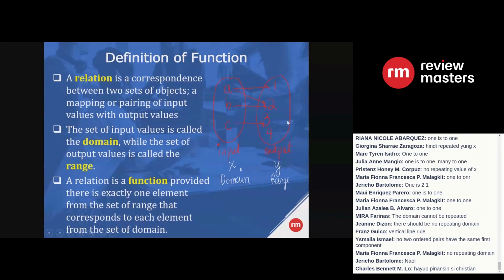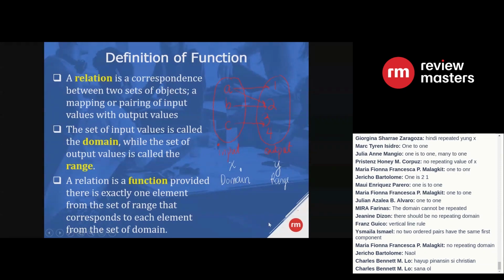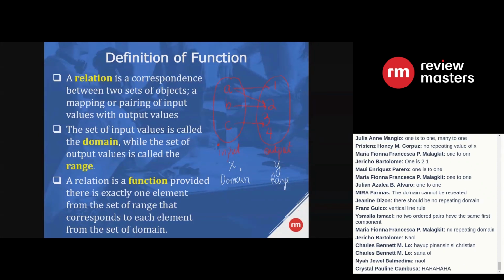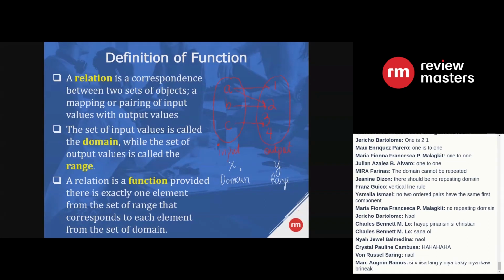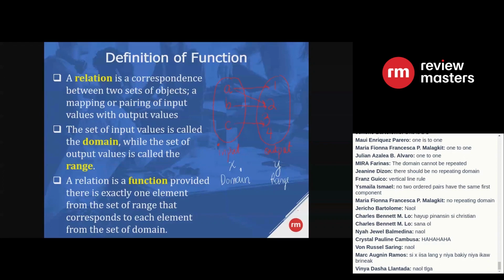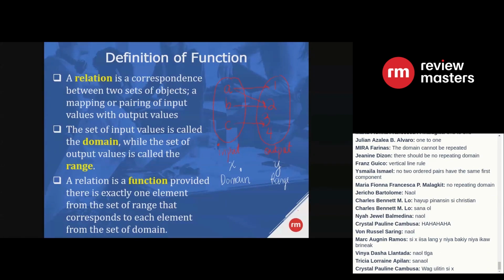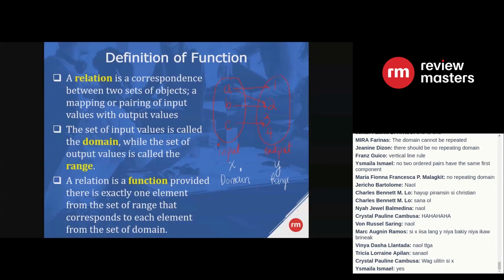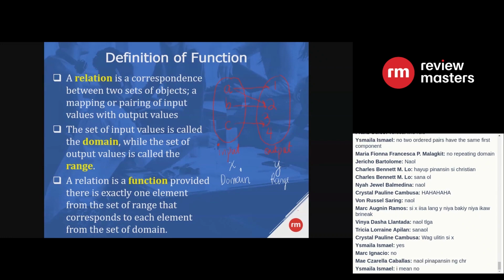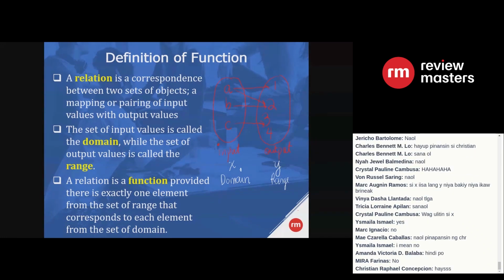So in our example here, is this a function? This mapping that I made earlier? Is this relation a function? This pairing from A to 1, A to 2, B to 2, C to 3. Is this a function? Let's see. Yes? No? No. Okay, it's not.